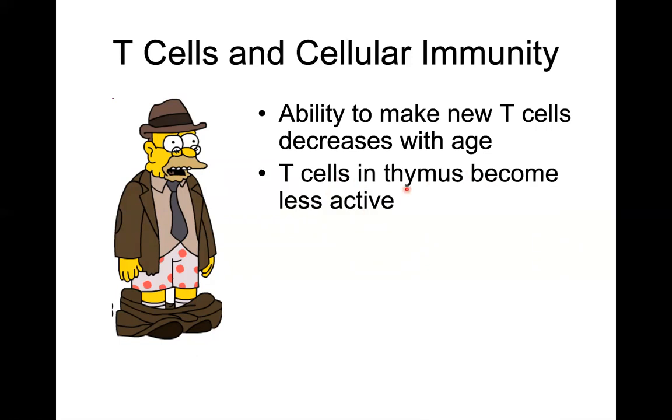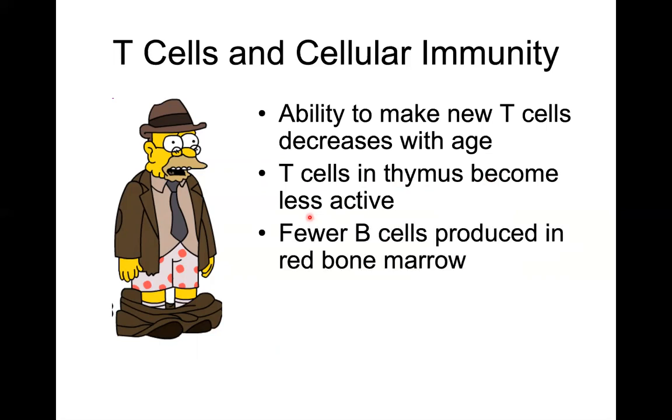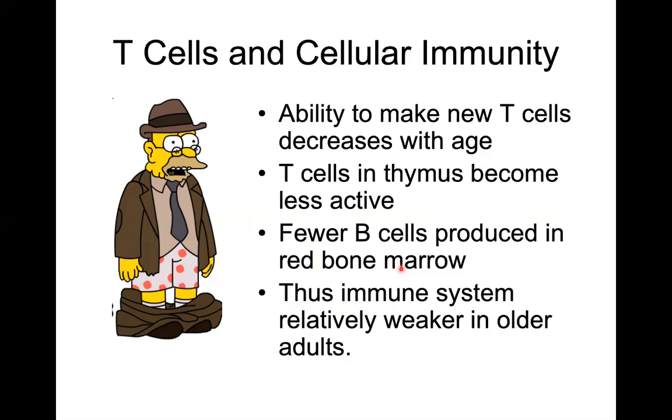The T cells in the thymus become less active as you get older. In fact, the thymus progressively gets smaller as you get older. What we see is that there are fewer B cells produced in the bone marrow. And so overall, your immune system weakens or declines as you get older, making you more susceptible to infections and other types of diseases.